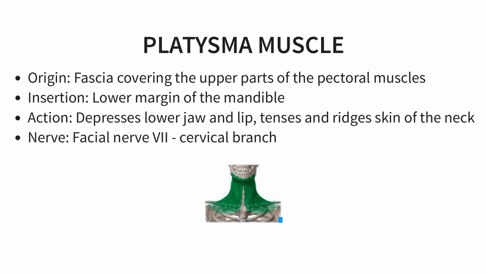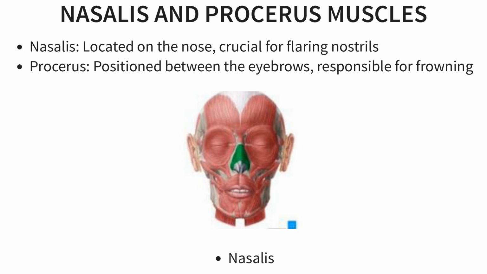The platysma is a broad sheet of muscle fibers extending from the collarbone to the angle of the jaw. It is involved in depressing the lower jaw and lip, contributing to expressions of sadness or fright. The nasalis muscle plays a role in nose movements, particularly in flaring the nostrils. The procerus muscle is essential for creating expressions of anger or concentration by pulling down the skin between the eyebrows.